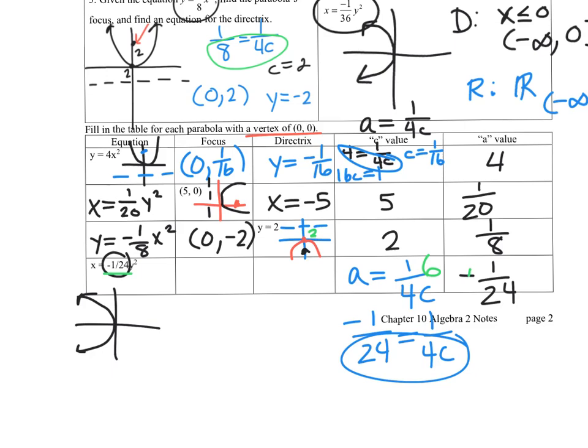So, if this is my parabola right here, I know that c is 6. So the directrix has to be at x equals positive 6, and the focus is on the left-hand side, so it's (-6, 0).